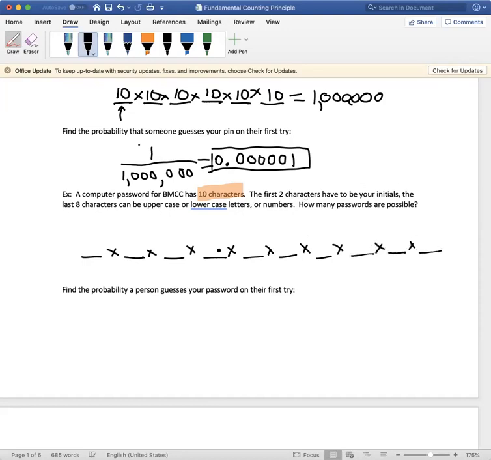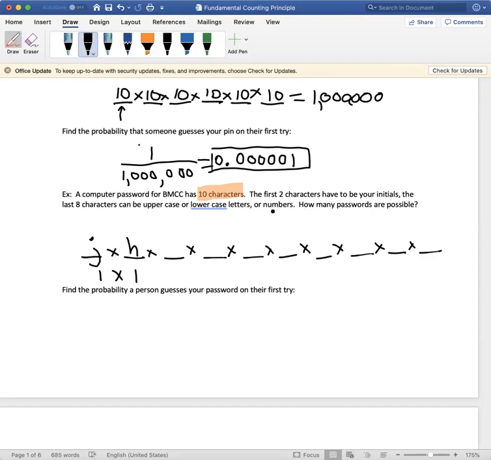And the first 2 characters have to be your initials. Okay, so if this were mine, or if this were yours, if this was anybody's password, my first 2 would be JH. So we only have one possibility for the first 2, right? Same thing for yours. If you just take the first initial of your first name and the first initial of your last name, there's only one possibility for the first 2. Now let's take a look at how many possibilities there are for the remaining 8. Well, the last 8 characters can be uppercase, lowercase, or numbers.